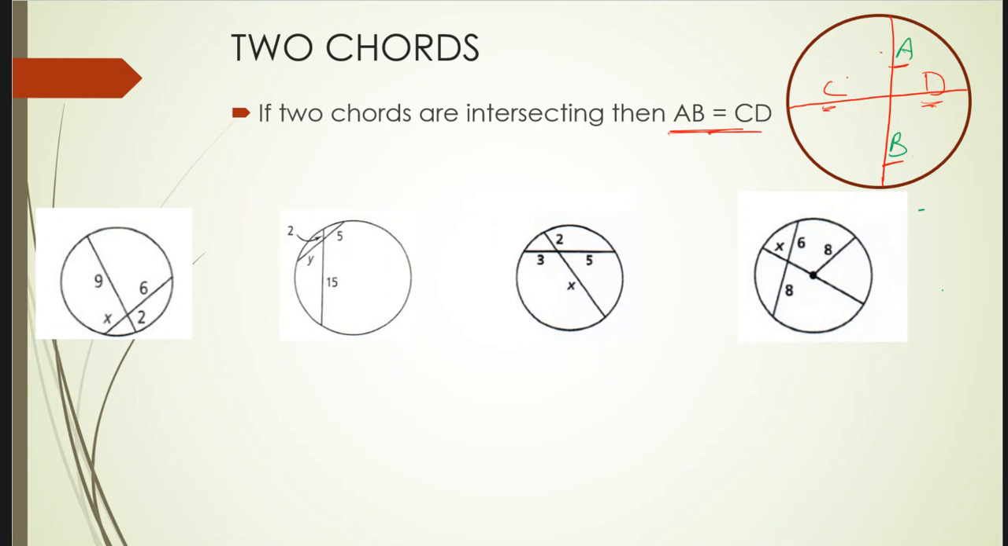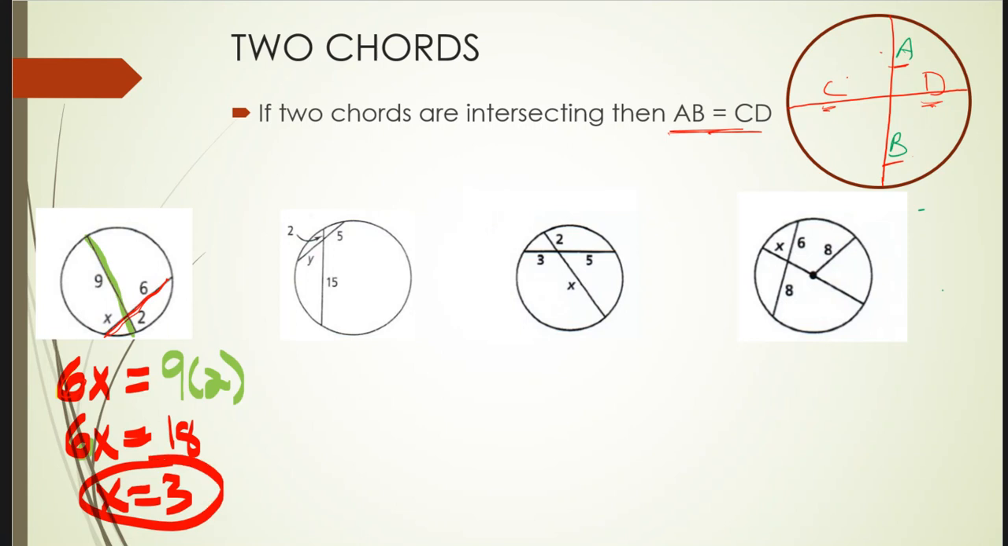All right, so for the first one here, if we're applying the rule, again, these are our two chords and they're intersecting. So for the red chord, it's going to be 6 times x. Then for the other chord, the parts are 9 and 2, so it's going to be just 9 times 2. So we end up with 6x equals 18. And then we get x equals 3 when we solve that. Hopefully that was pretty straightforward.